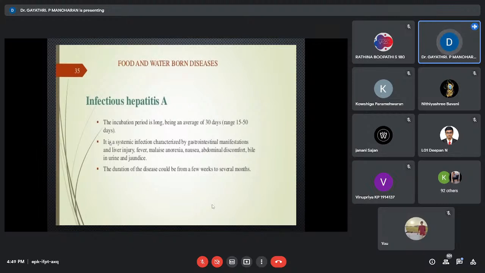So infectious hepatitis A virus. The incubation period is long, being an average of 30 days. 15 to 30 days தான் வந்து ரொம்ப காமனா சொல்றாங்க. பட் நார்மல் இன்குபேஷன் பீரியட் என்னன்னு பாத்தீங்கன்னா 15 to 50 days இது எடுக்கும். It is a symptomatic infection. It is a systemic infection characterized by gastrointestinal manifestation and liver injury, fever, malaise, anorexia, nausea, abdominal discomfort, bile in urine and jaundice.